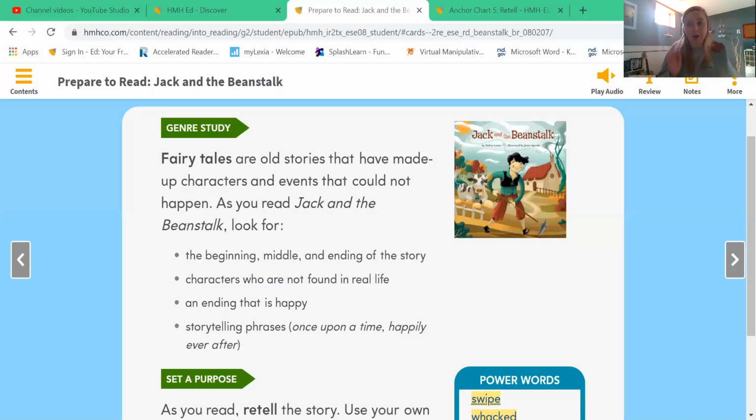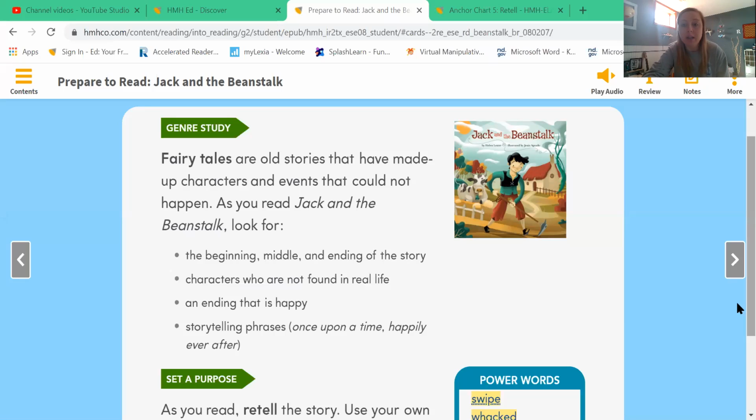Hello, reading group. We are on Module 8, Week 2, and we have two stories this week, and they're very similar to each other. I'm going to share my screen, and I'm going to show you some things that I want you to focus on while you are reading this week.